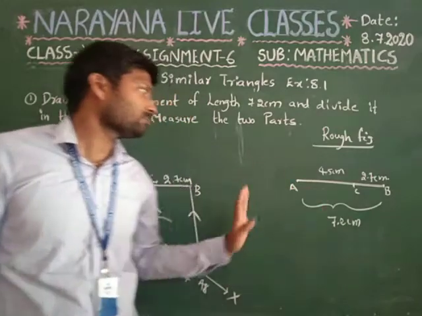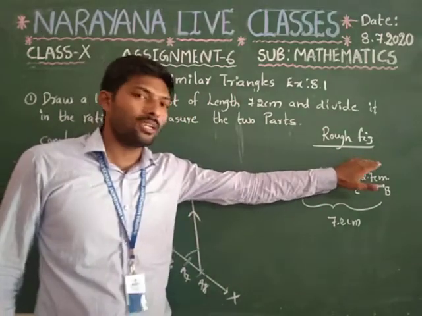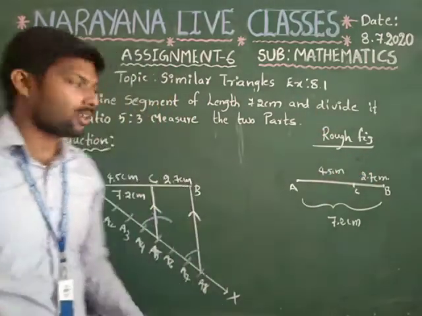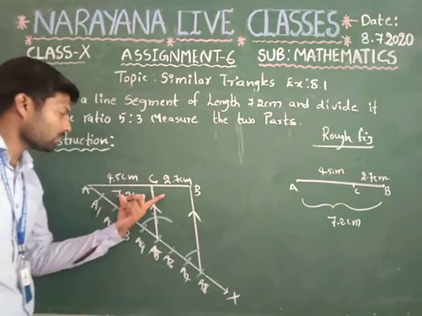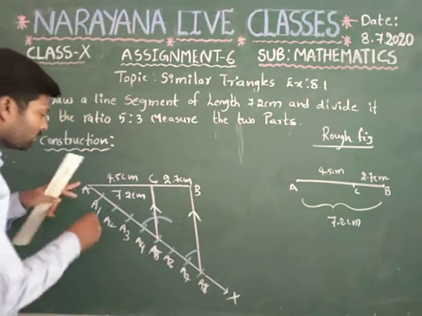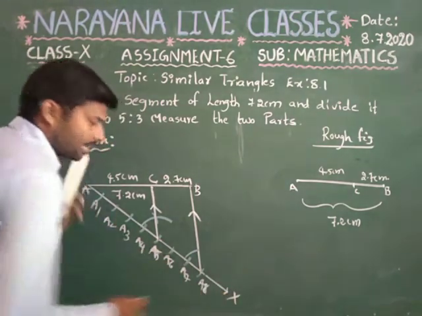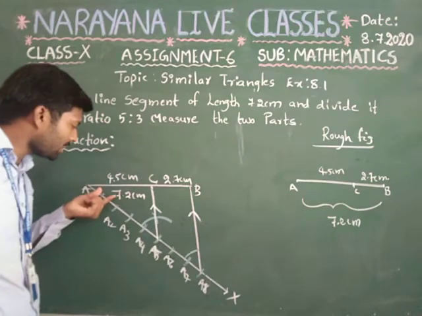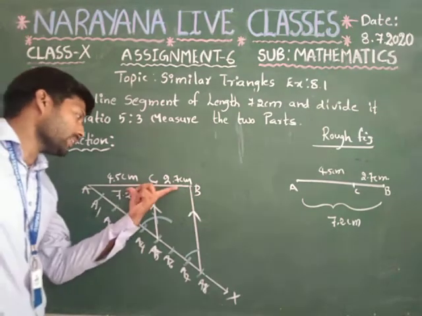Now after that we have to write the steps of construction. The first one is to draw the rough figure and label it based on the given measurement. Next, draw a line segment whose length is 7.2 centimeter. Then draw a ray AX such that it makes an acute angle with respect to line segment AB.